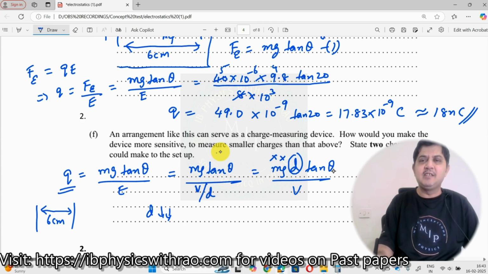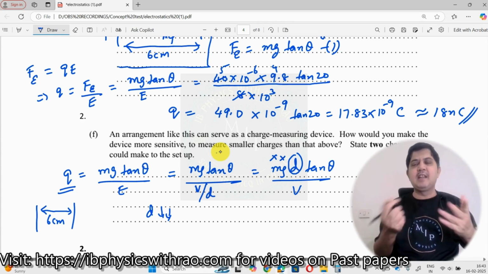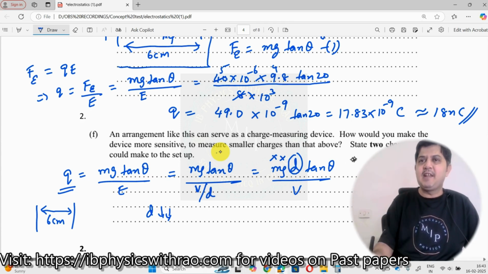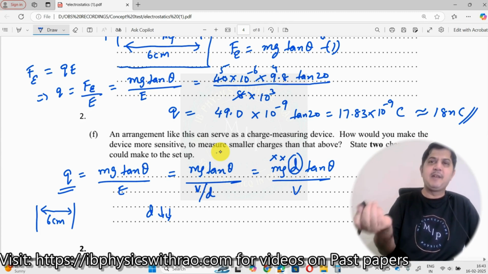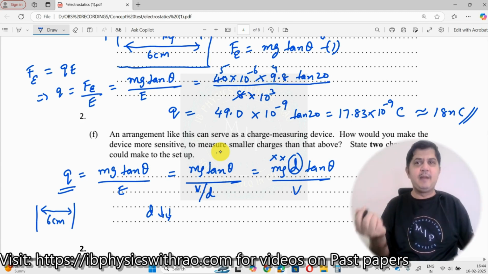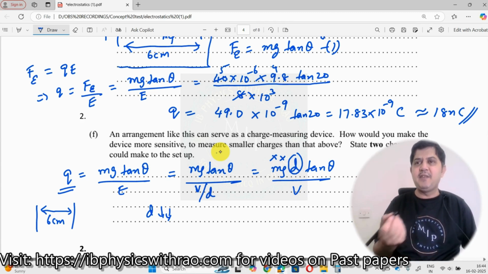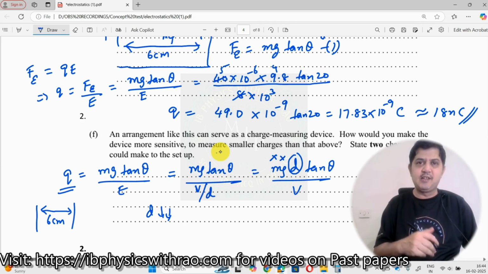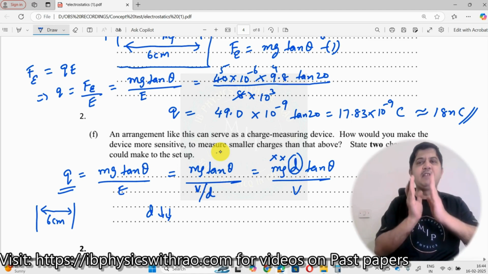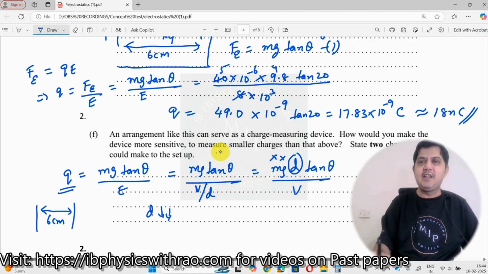Then tan theta I can't reduce because it depends upon the electric field. I cannot make theta 20 into 10. It depends upon the equilibrium condition. What about V here? I have used 480 volts, but there are devices where you can use thousands of volts also. So you can increase the voltage between the plates. If V increases, 1 by V decreases, so the value of Q also decreases. So either I decrease the value of d or I increase the value of V.